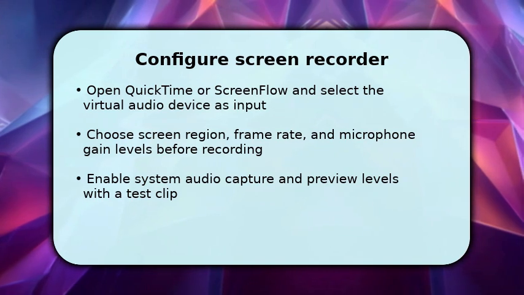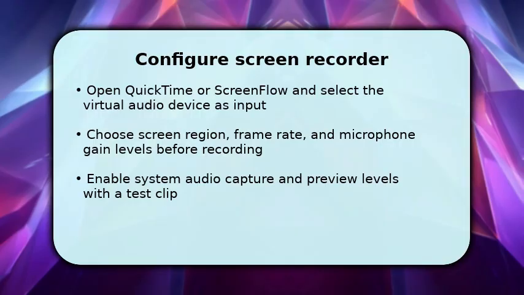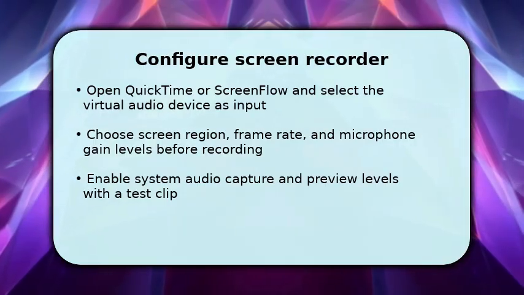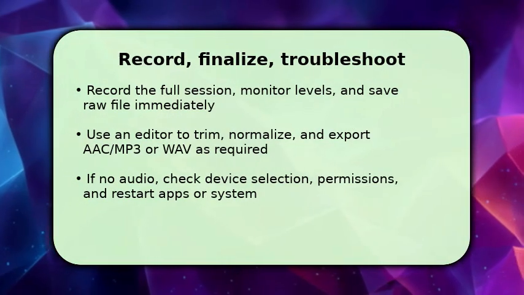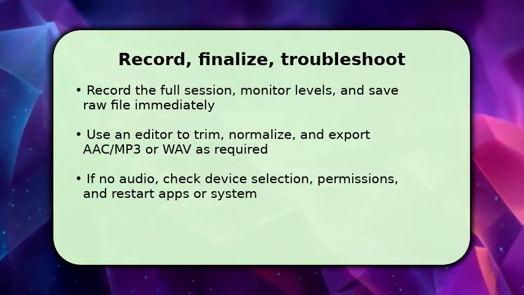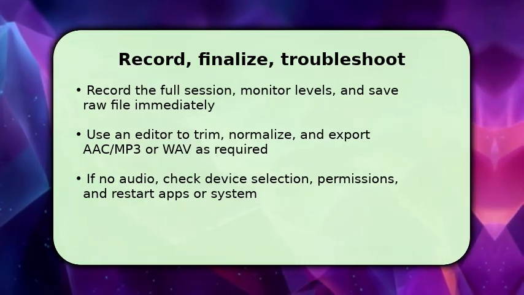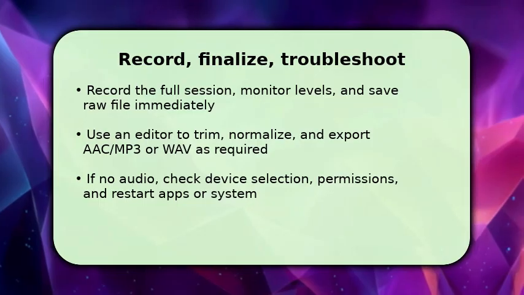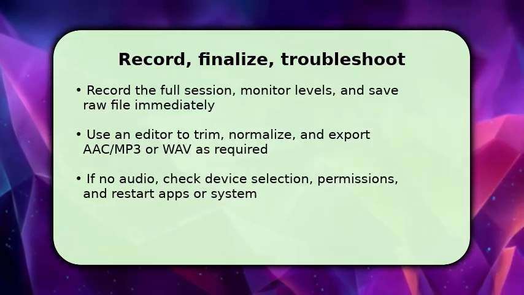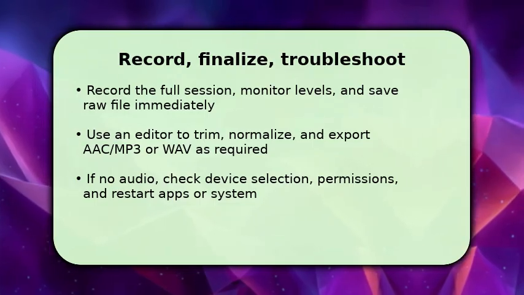Once you hear both tracks, do a short test clip and listen through headphones to confirm. Start your final recording and watch the meters. Quit other noisy apps to avoid CPU spikes. When done, stop and save the raw file immediately, then open your editor to trim silences and normalize levels for consistent volume. Export to WAV for highest quality or AAC/MP3 for smaller files.